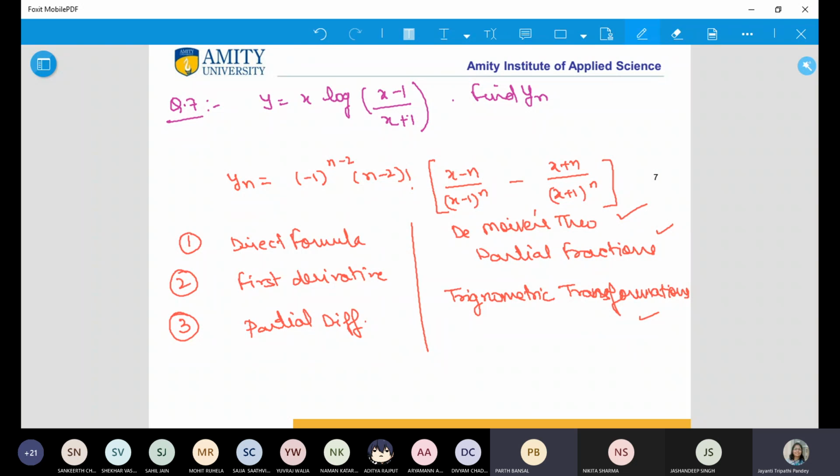Which theorem? Where? De Moivre's theorem. De Moivre's theorem you have studied in class 12th. I'm not able to make out which part you are saying. Partial. This is De Moivre's. This is partial. This is trigonometric transformation. Are you asking something other than this?